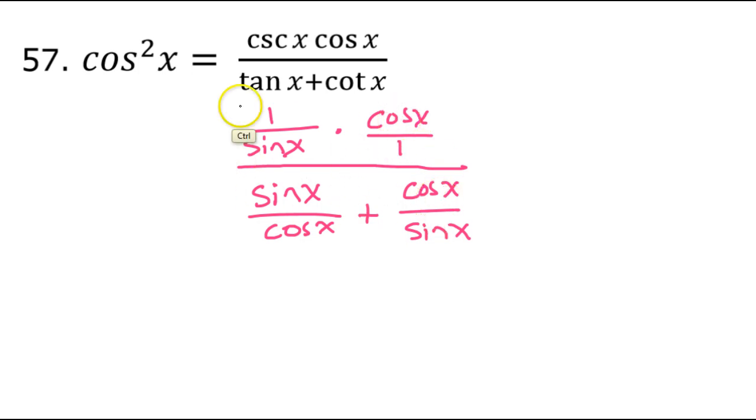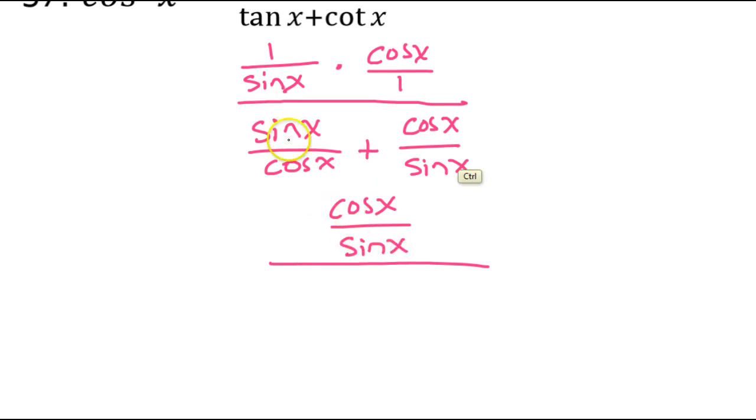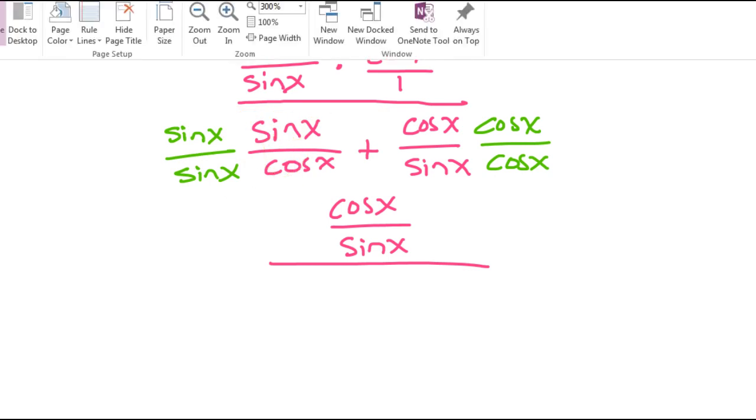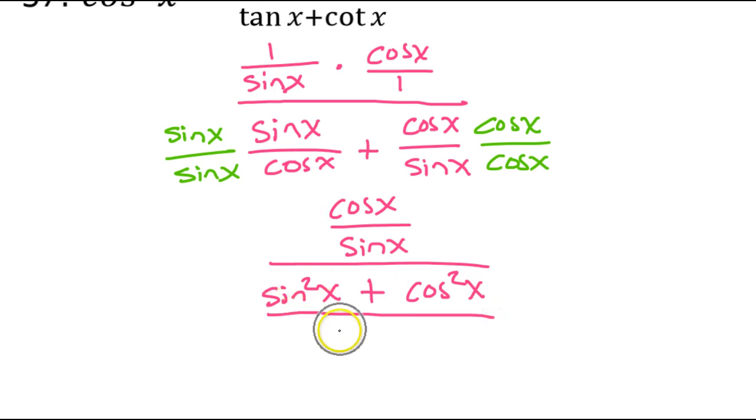So I'm going to combine the fractions into one fraction. So in the numerator, I simply have cosine x over sine x. Now in the denominator, I'm going to need like denominators. So I'm going to have to multiply this side by sine x over sine x. And I'm going to have to multiply this side by cosine x over cosine x. Okay, that will make a like denominator of sine x cosine x. So I can see that this is going to make sine squared plus cosine squared over the common denominator. So I've got sine squared x plus cosine squared x over the common denominator of sine x cosine x.